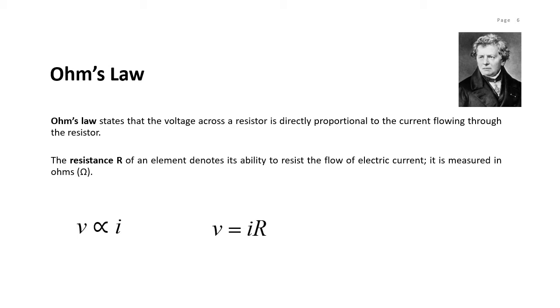R in this equation is measured in the unit of ohms, designated with this symbol, omega. Thus, the resistance R of an element denotes its ability to resist the flow of electric current.